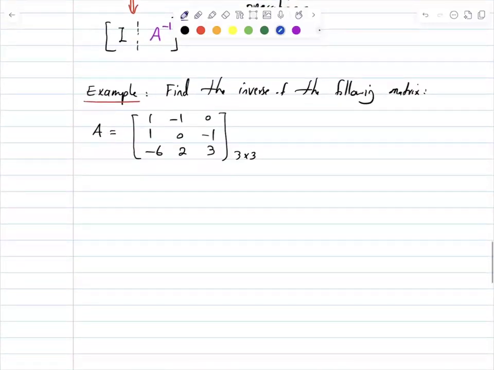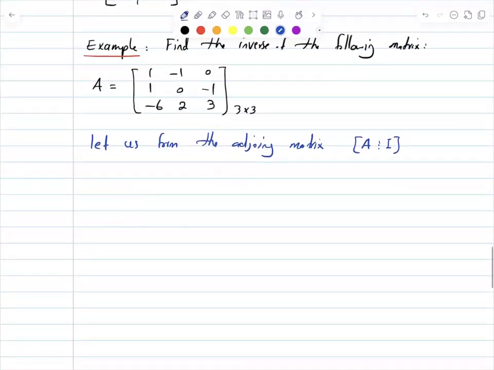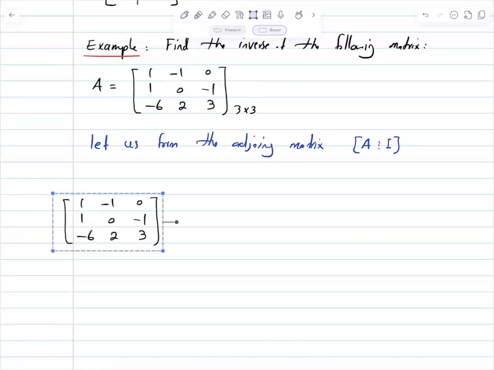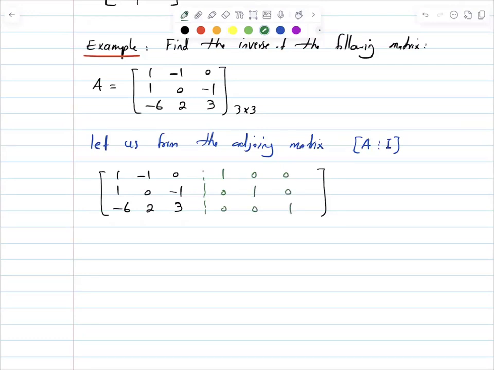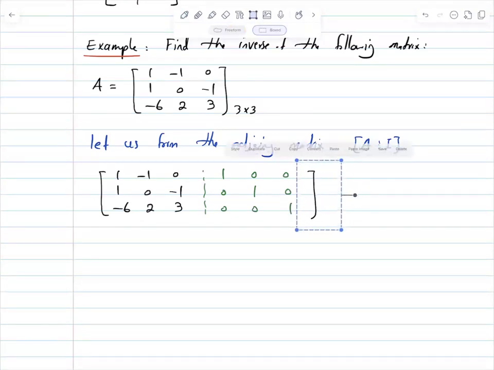Let us form the adjoined matrix, which is going to be A adjoined by the identity matrix of the same size. All right, so let us just grab this matrix. I don't want to rewrite this. And then here, let me move this guy over here and add. I'm going to use a different color for the identity matrix: 1, 0, 0, 0, 1, 0, 0, 0, and 1. Let me move this guy a little bit further down.